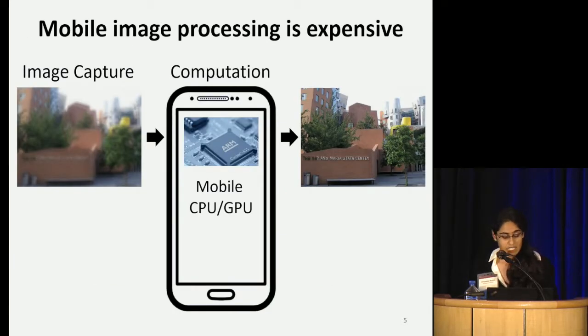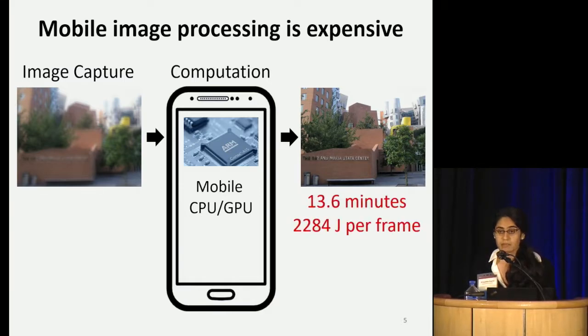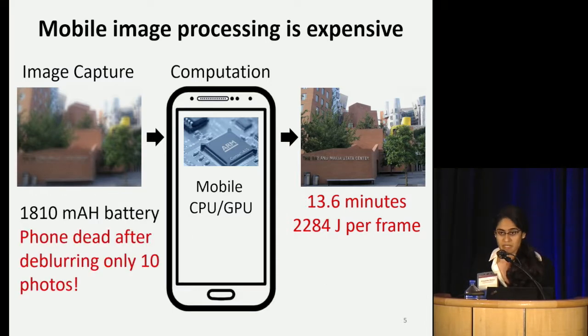However, when this deblurring algorithm, for example, is implemented on a mobile CPU, it takes 13 minutes to deblur one single image frame, which translates to 2,000 joules of energy. To understand how much 2,000 joules of energy is, if you consider a cell phone battery of 1,800 milliampere hours, it means that your phone will be dead after deblurring only 10 photos.